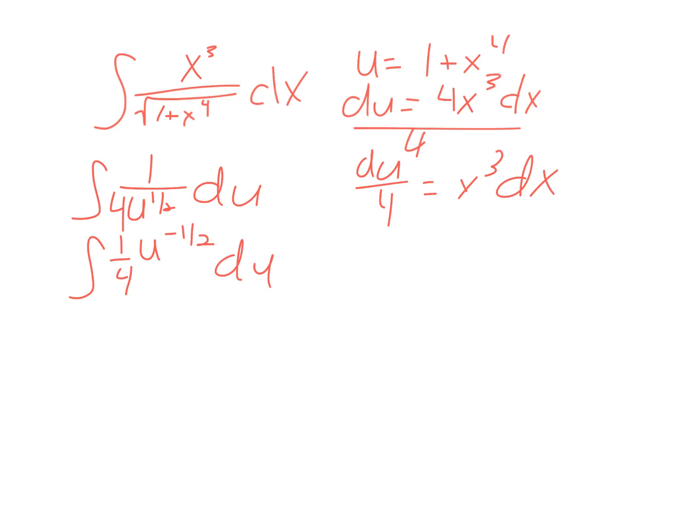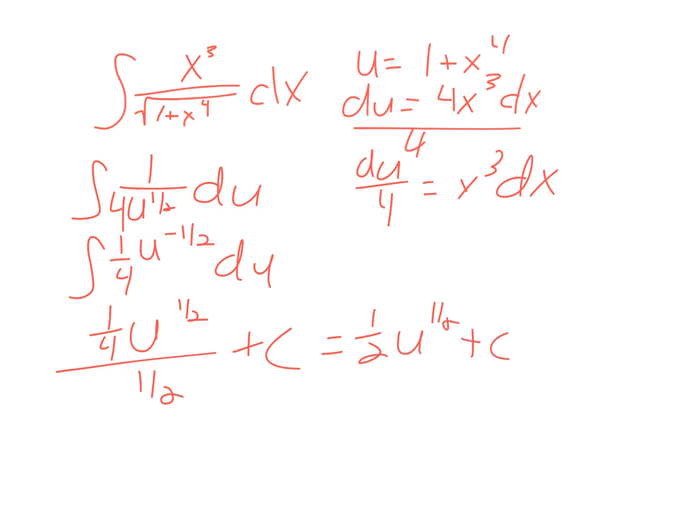Okay? Add 1 to the exponent. Negative 1/2 plus 1 is 1/2. Divide by the new exponent, which is 1/2, plus c. Flip it and make a multiplication, which will be 2 over 1 times 1/4, which is going to get us 1/2, 1/2 u to the 1/2 plus c. Substitute in our u, so it'll be 1/2 times 1 plus x to the fourth to the 1/2 plus c.